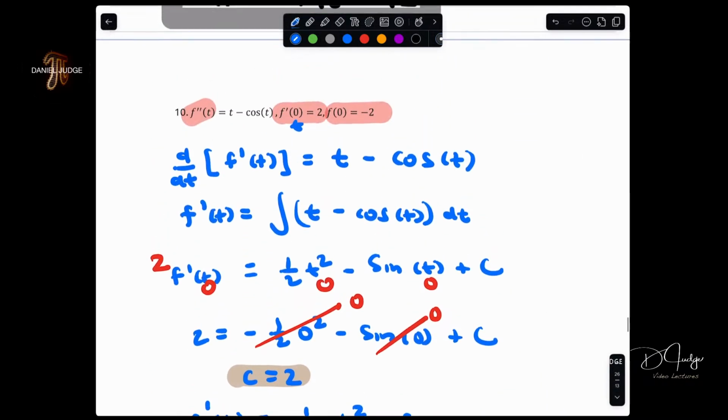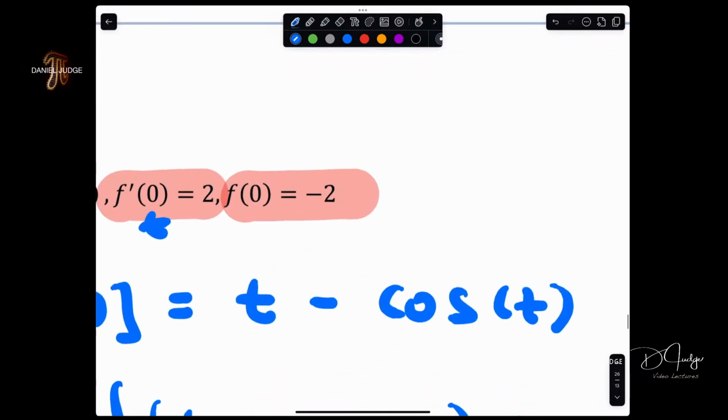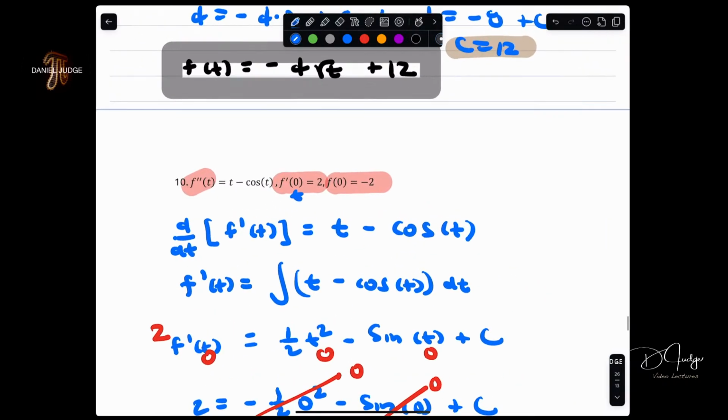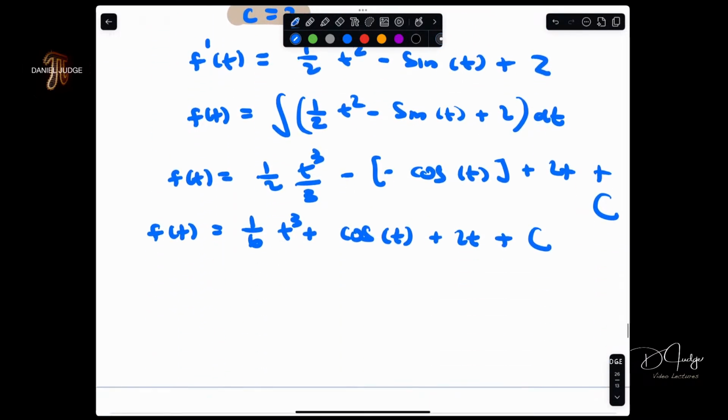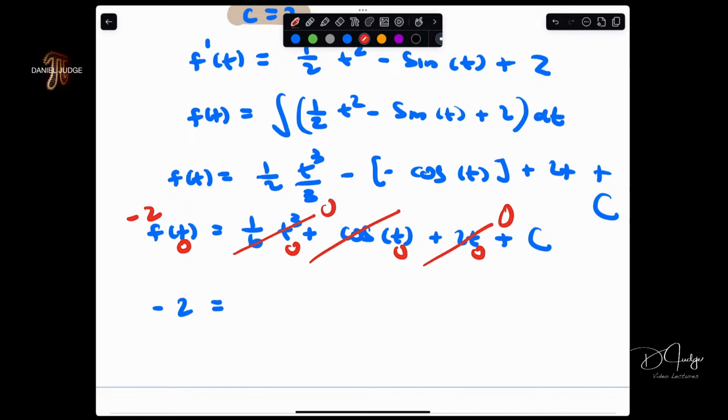What is the function? F of 0 is negative 2. So f of 0 is negative 2. So we're going to plug in 0 here for t. And that answer should be negative 2. So we get negative 2 is, this portion 0, this portion 0. Cosine of 0 is 1. So we get negative 2 is really 1 plus c, or c will be negative 3.